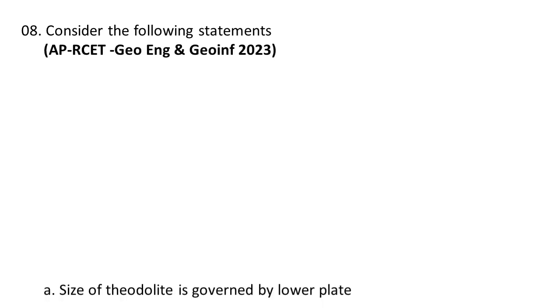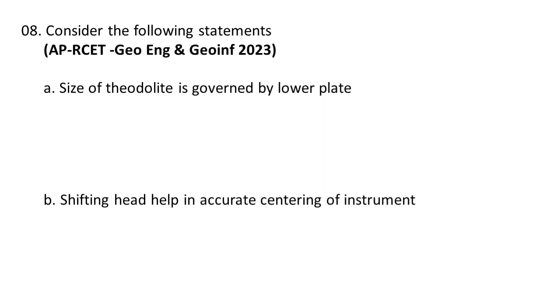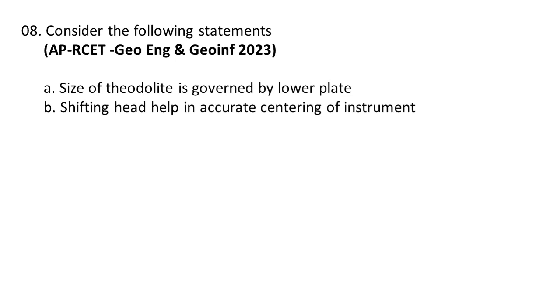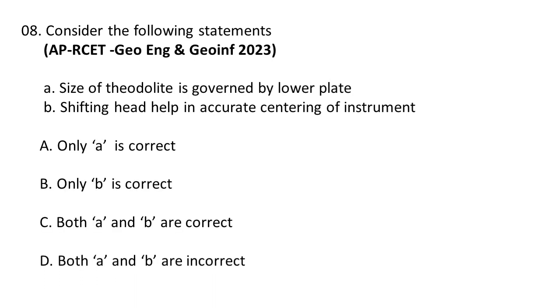Next question. Consider the following statements. A. Size of the theodolite is governed by lower plate. B. Shifting head helps in accurate centering of instrument. Of this the choices given are A. Only A is correct, B. Only B is correct, C. Both A and B are correct, and D. Both A and B are incorrect. So the correct option is C. Both A and B are correct.